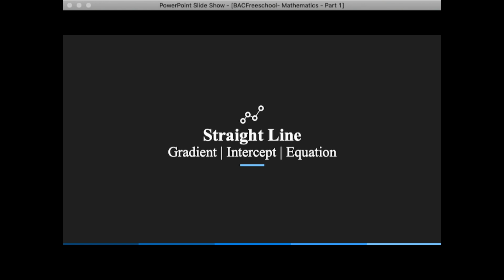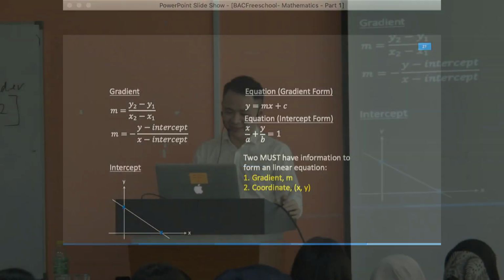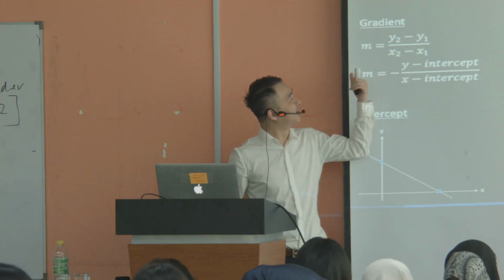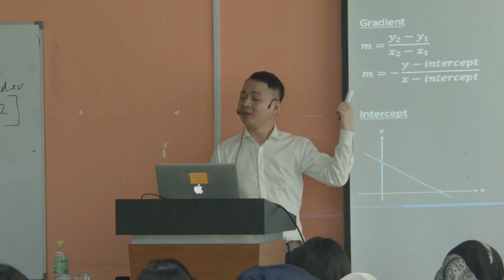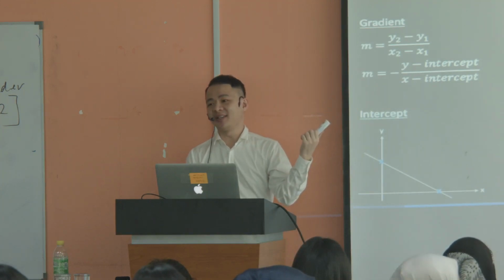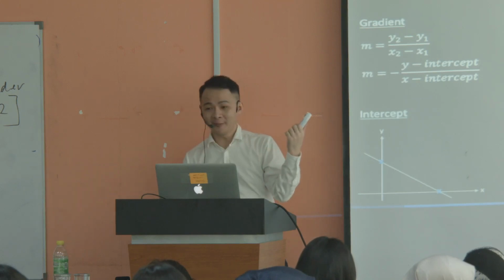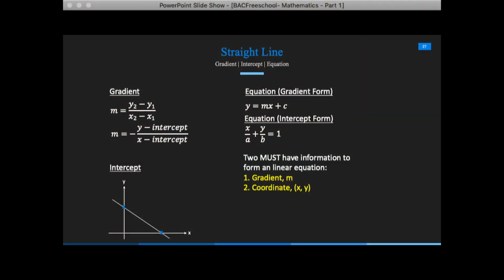Okay, straight line is quite important because in paper 1 you have 2 to 3 questions, and paper 2 normally you have a 6-mark question. So yeah, let's check this out. For straight line, first thing is y equals mx plus c. Basically we call it the gradient form. Why do we call this one the gradient form?